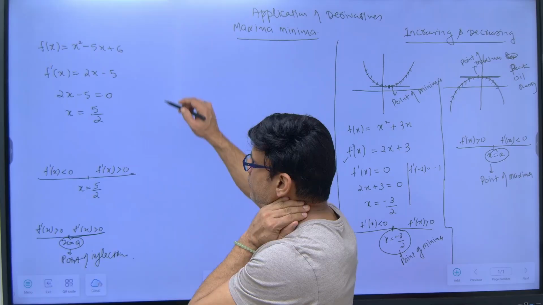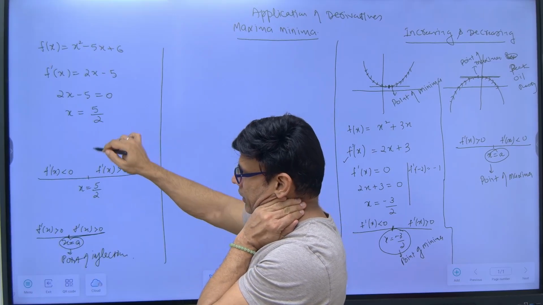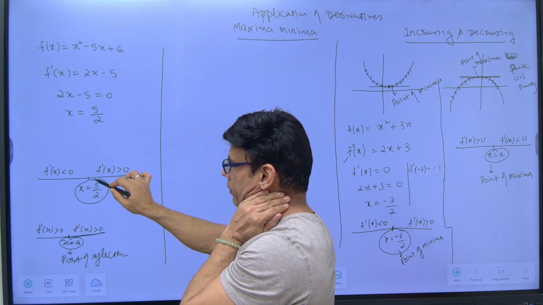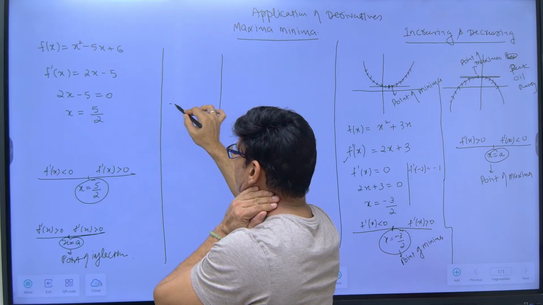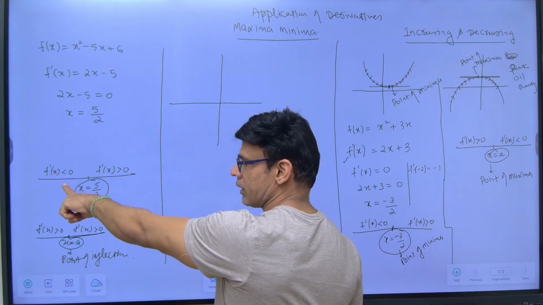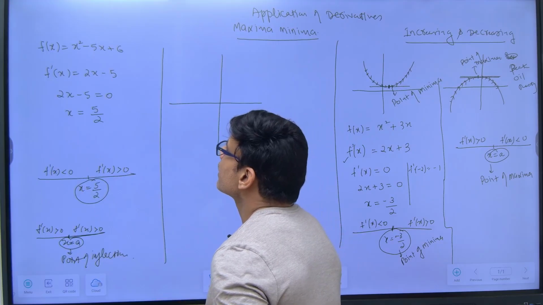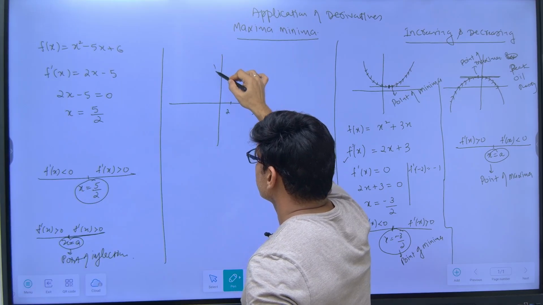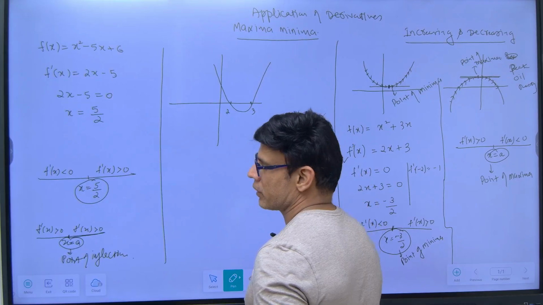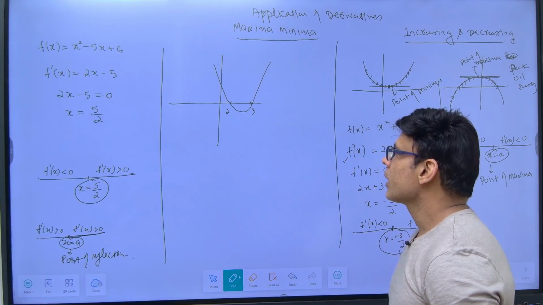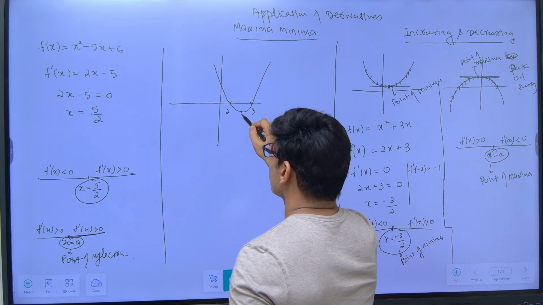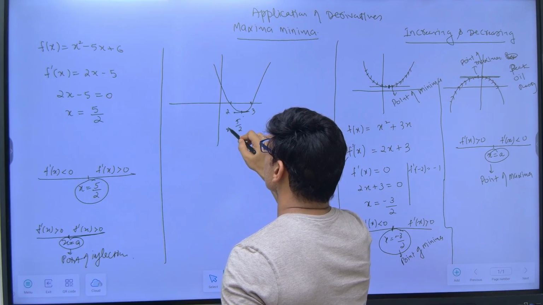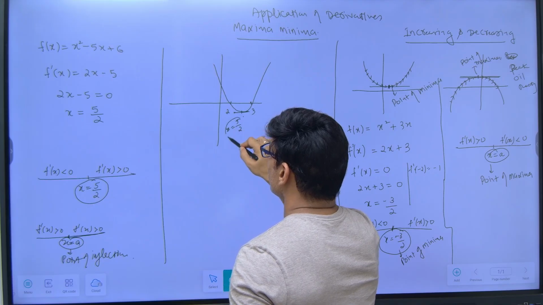So now once you have this, you know that this is what it is happening. So this is called point of minima, right? Less than 0 to greater than 0. Just for your knowledge, the roots are 2 and 3. This is how the graph will be moving, right? And this is where 5 by 2, right? This is called point of minima.